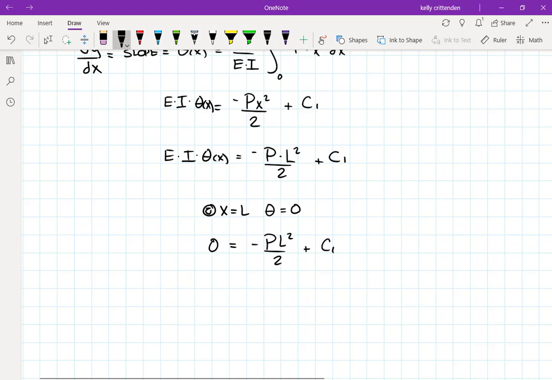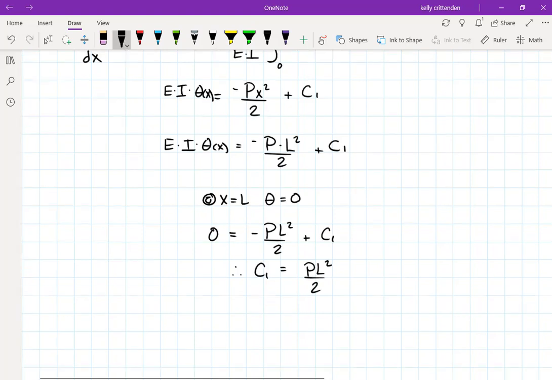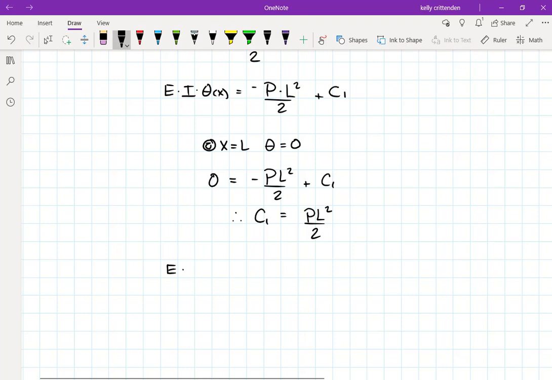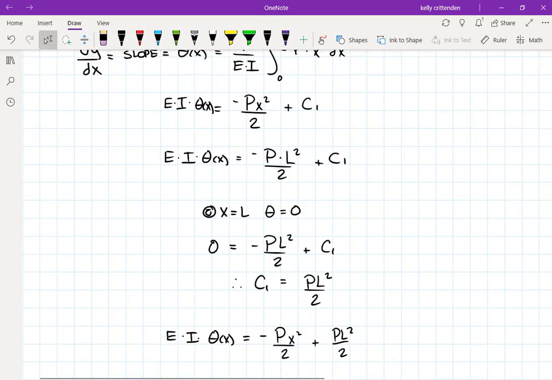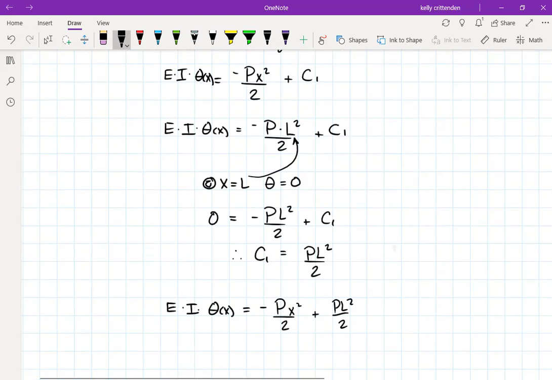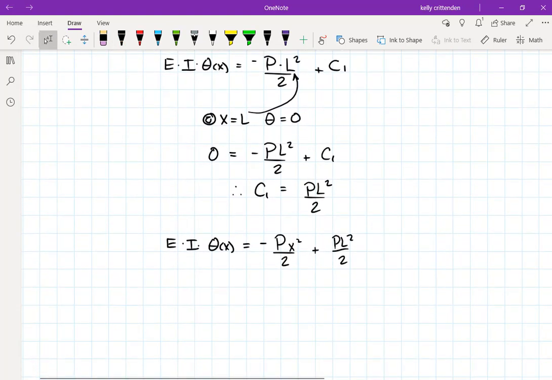Plus C1. Therefore, C1 has to equal PL squared over 2. Then my equation, EI times the slope equals negative P x squared over 2 plus C1, which is PL squared over 2. I kind of plugged this L in a little early, so when I wrote it down, before I told you that I was going to set x equal to L. All right.